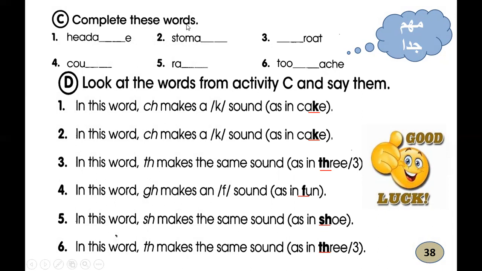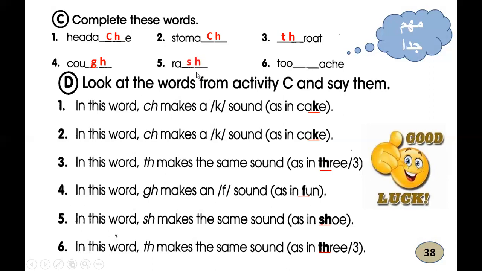أكمل هذه الكلمات. First, number 1, headache. So the missing letters are C and H. Headache. 2, stomach. هوني أخذ stomach معدة ما أخذ stomachache يعني ما ألم معدة أخذ stomach only. The stomach missing letters are CH. Stomach معدة. 3, we have throat, throat يعني حنجرة أو حلق. TH هي missing letters. Throat. 4, we have cough, cough يعني سعال أو كحة. Missing letters are GH. Cough.